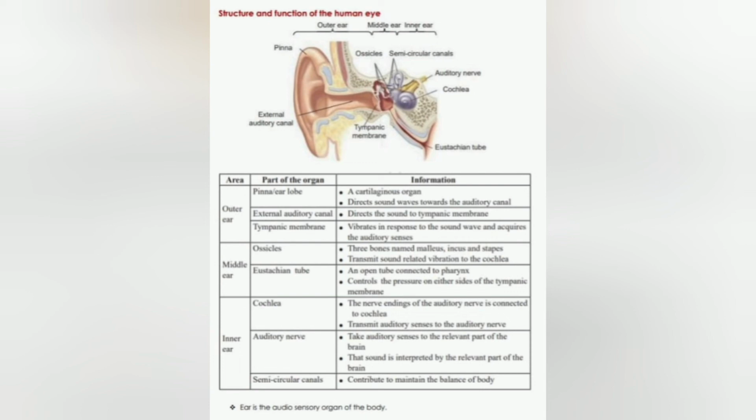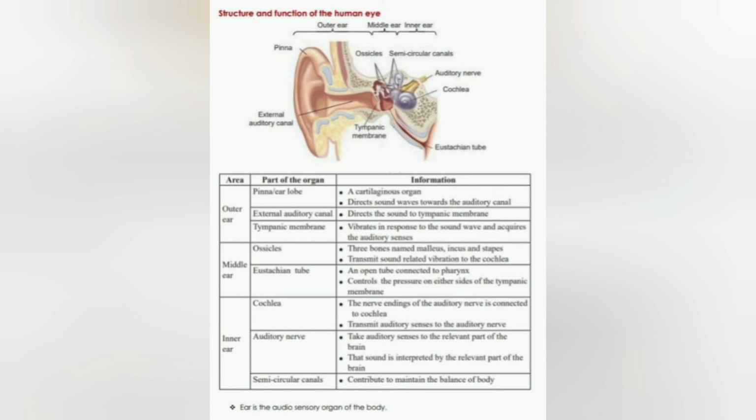Middle ear is divided into ossicles and eustachian tube. Ossicles, three bones named malleus, incus and stapes, transmit sound-related vibration to the cochlea. Then eustachian tube, an open tube connected to pharynx, controls the pressure on either side of the tympanic membrane.